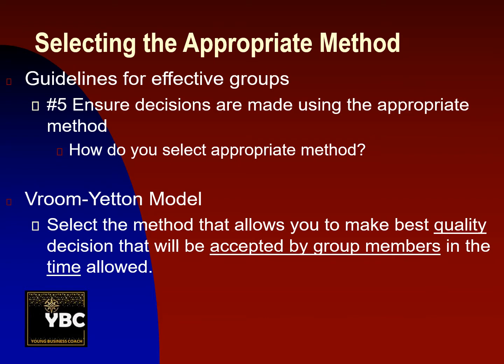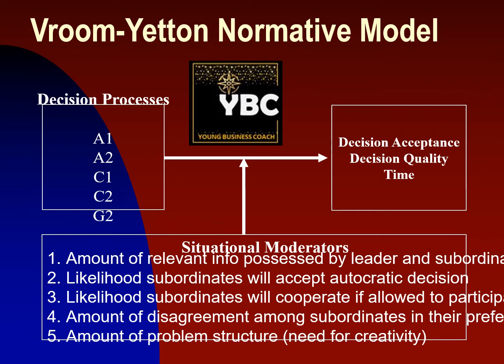Selecting the appropriate method. Guidelines for effective groups: ensure decisions are made using the appropriate method. How do you select the appropriate method? Vroom-Yetton model: select the method that allows you to make the best quality decisions that will be accepted by group members in the time allowed. Now, Vroom-Yetton normative model.